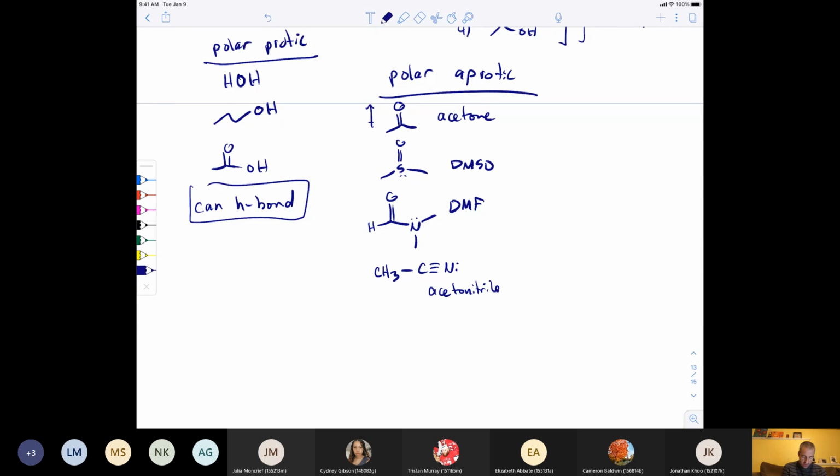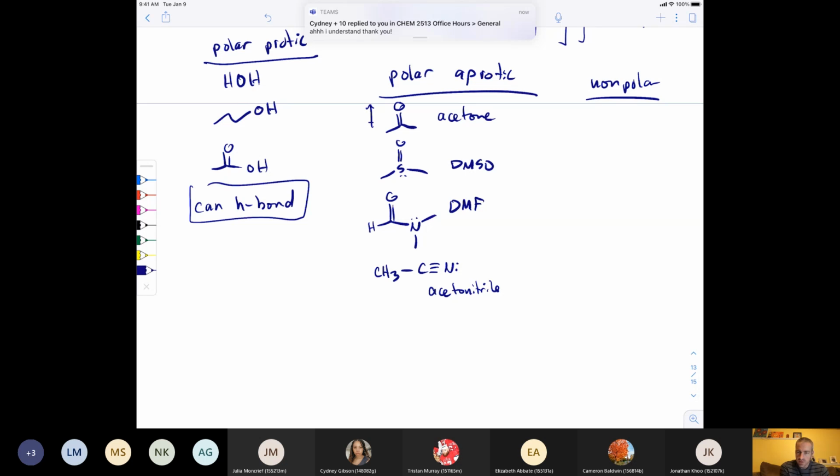So these are all polar. Typically they'll dissolve, mix with water well. They'll dissolve ions pretty well, or at least decent enough. But they can't hydrogen bond, so they don't really stabilize cations nearly as well as polar protic solvents do. And then we have nonpolar. Okay, so nonpolar, I think you got, good.